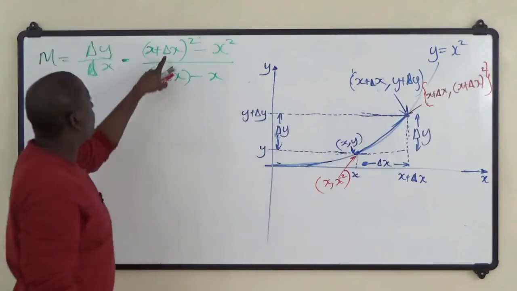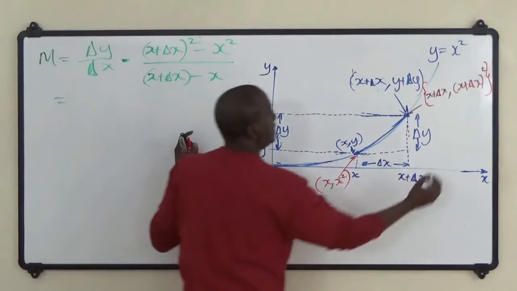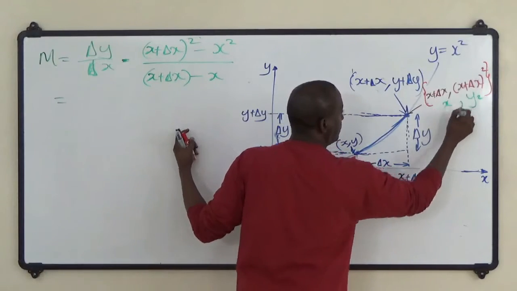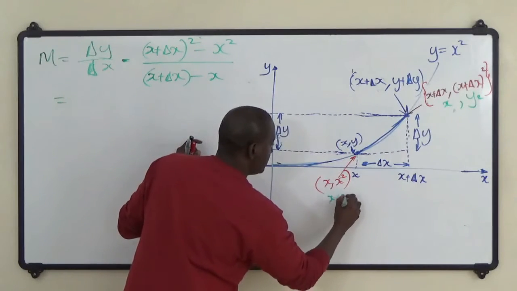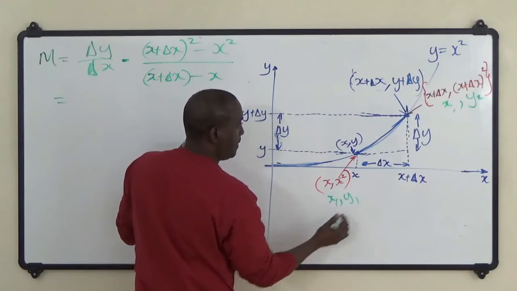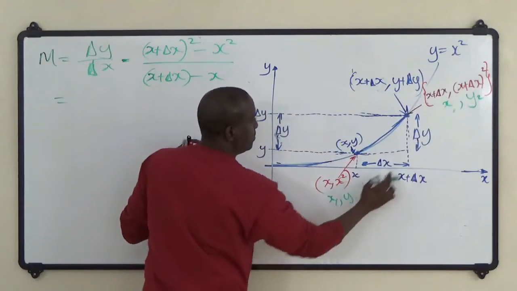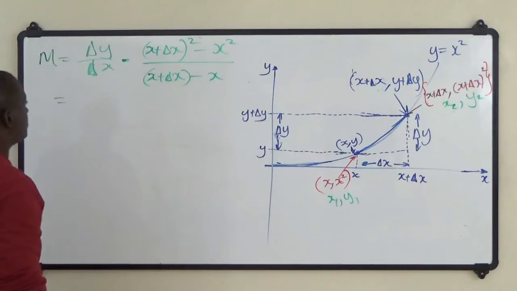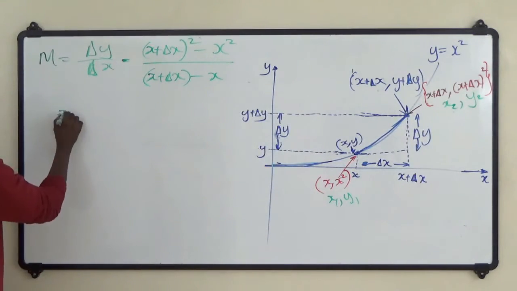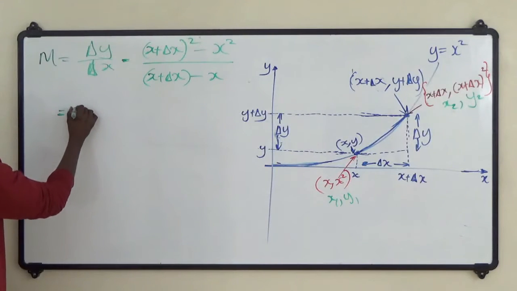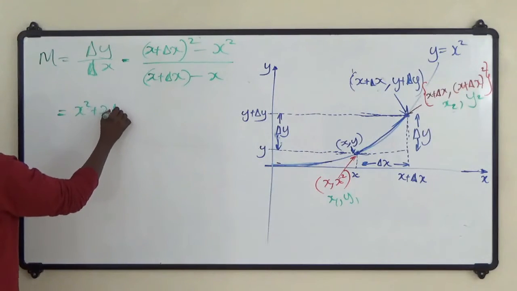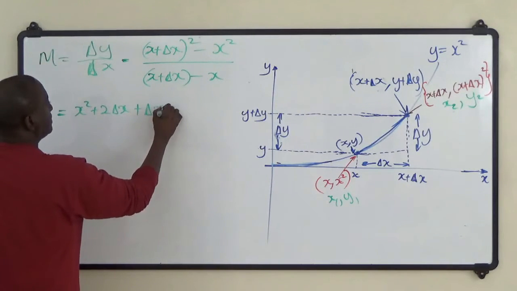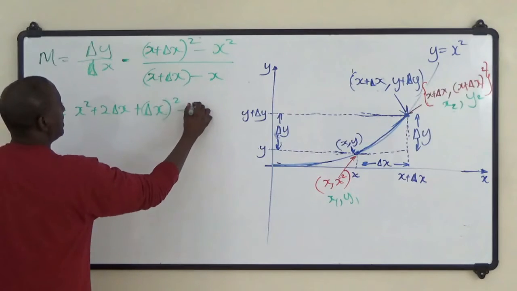So in other words, y2 minus y1, this is x2, y2, this is x1, y1. Right? y2 minus y1 over x2 minus x1. Don't worry, we'll go through it again. This is equal to x plus delta x squared, which will be x squared plus 2 delta x plus delta x in brackets squared, minus x squared.